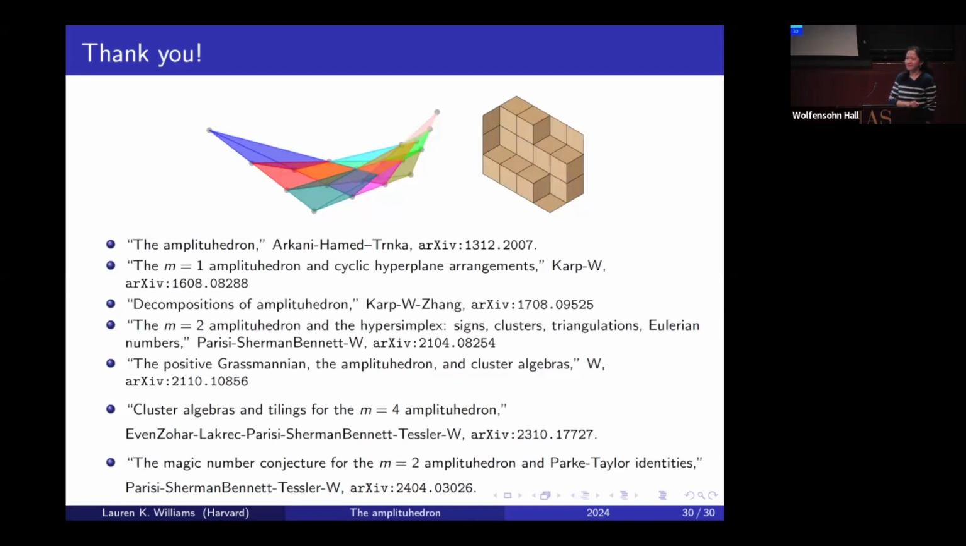Any questions for Lauren? Yes, can you explain for this magic number conjecture if there are any ideas on how to do this with a bijective proof? Is there some idea on how to associate one of these combinatorial objects that you listed to the tiles?